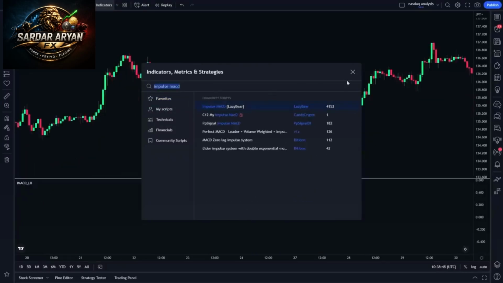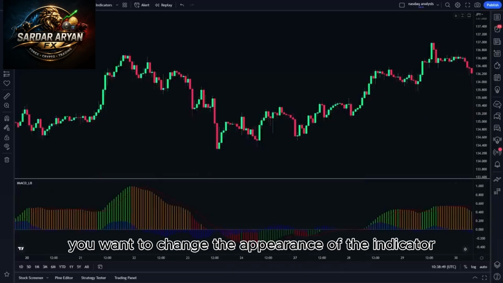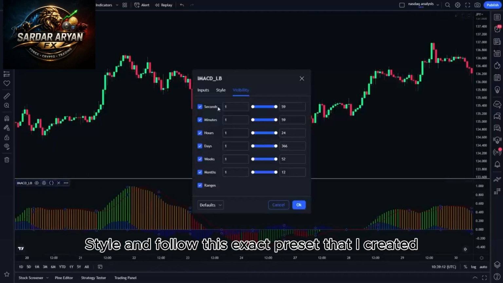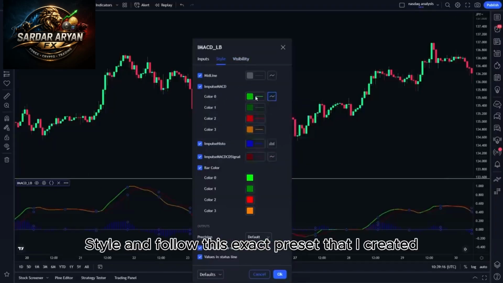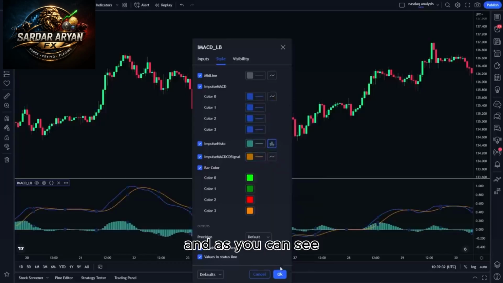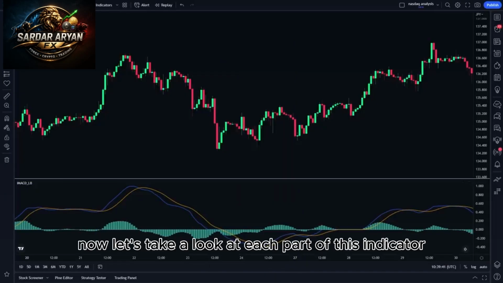by Lazy Bear. Next, once you've applied the Impulse MACD, you want to change the appearance of the indicator so that it's simpler to look at. And to do that, you go to Settings, Style, and follow this exact preset that I created. And as you can see, the Impulse MACD now looks much more organized. Now, let's take a look at each part of this indicator.